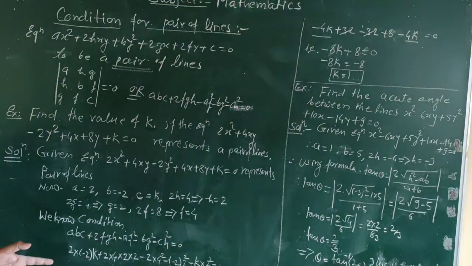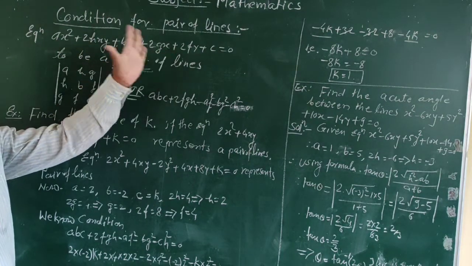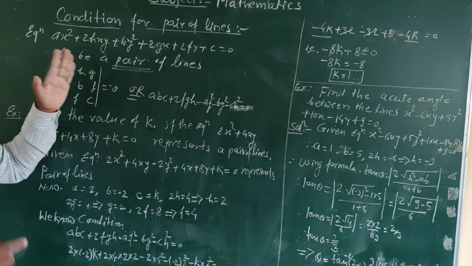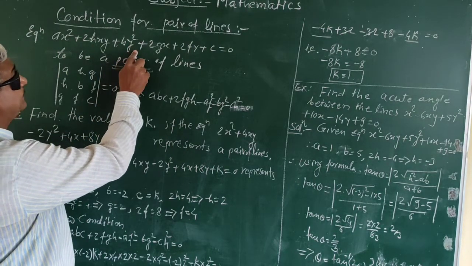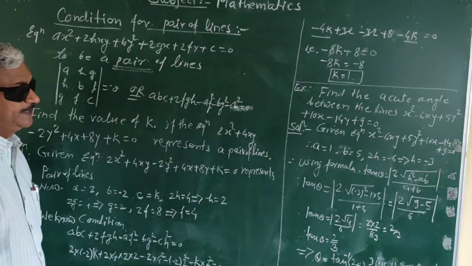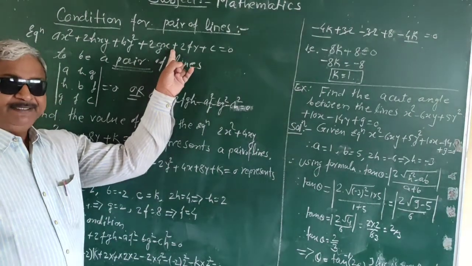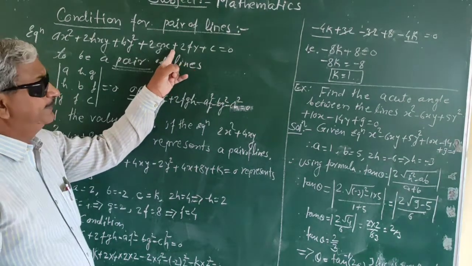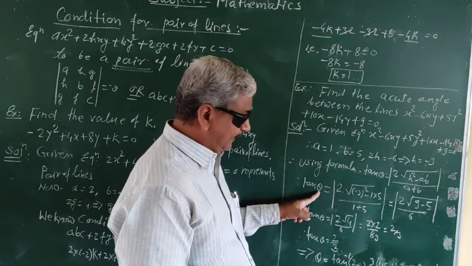So you must have the knowledge. This is the equation of pair of lines passing through any point, and we have already seen that ax square plus twice hxy plus by square is equal to 0. It is the lines passing through the origin. And the formula for the acute angle between this pair passing through the origin is same. Therefore, we use this formula for the acute angle between the lines.